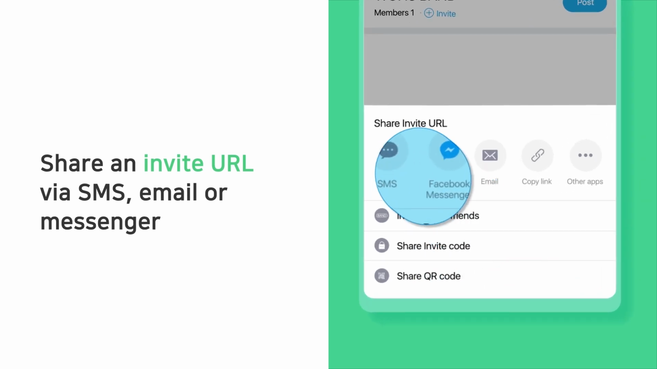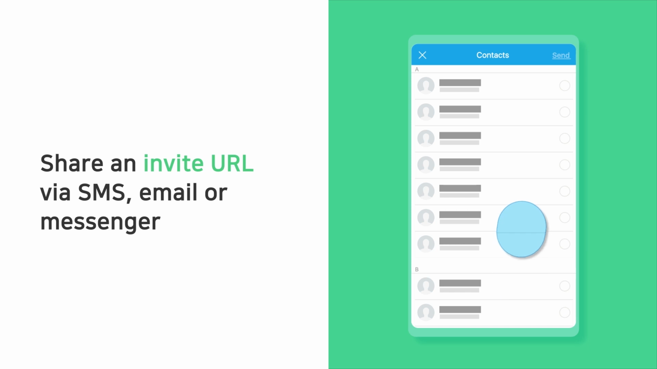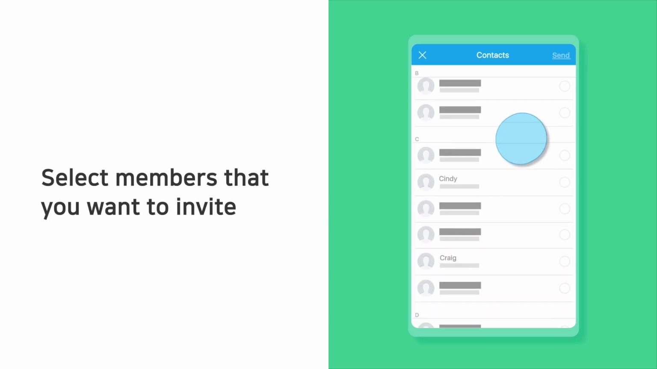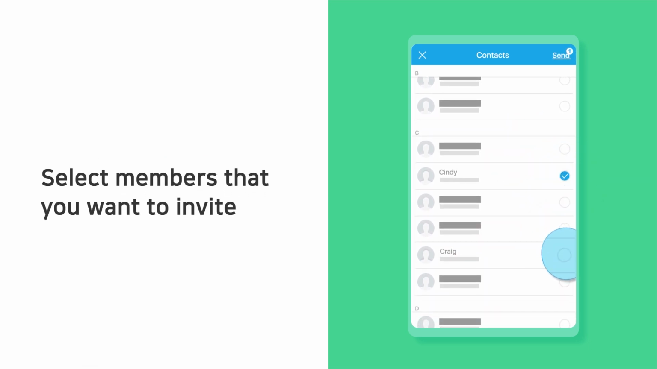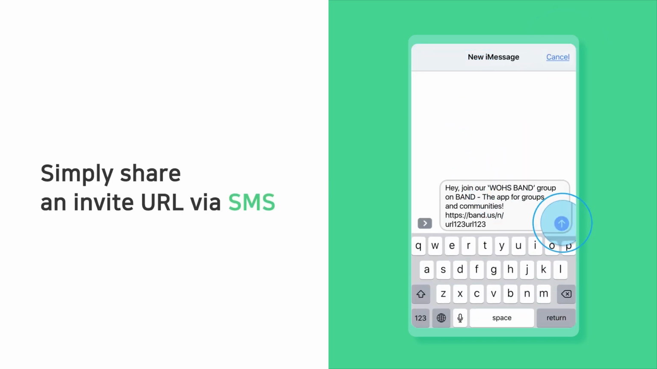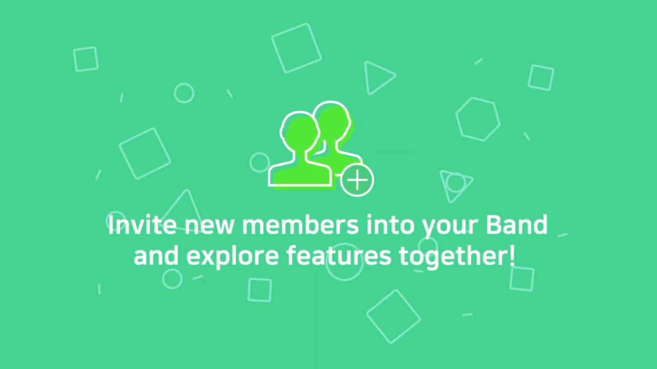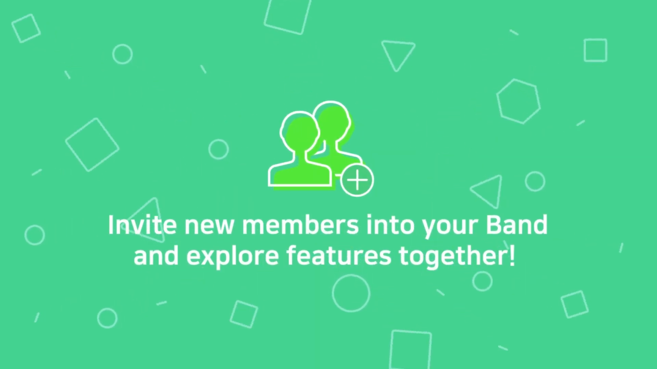Share an invite URL via SMS, email, or Messenger. Select the members you want to invite. And tap Send. Share an invite through text. Invite members to your band and explore features together.